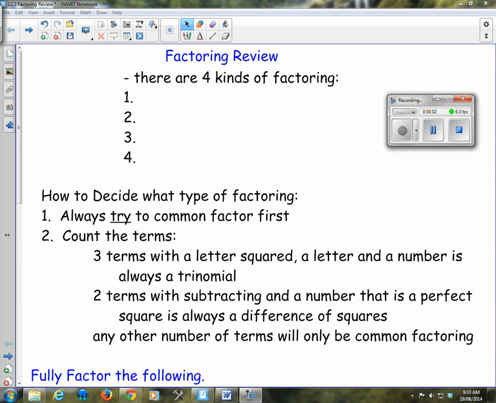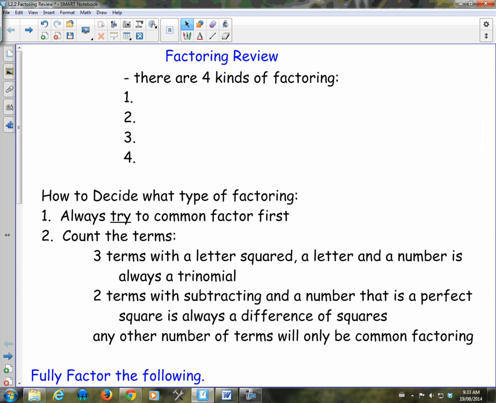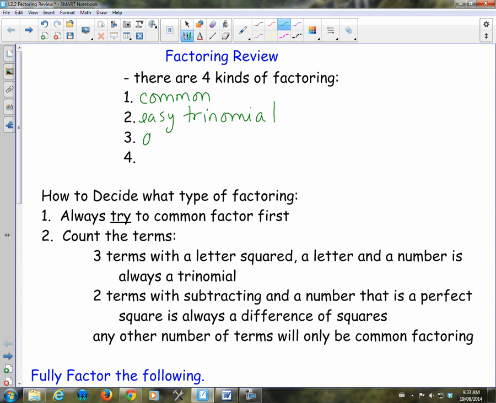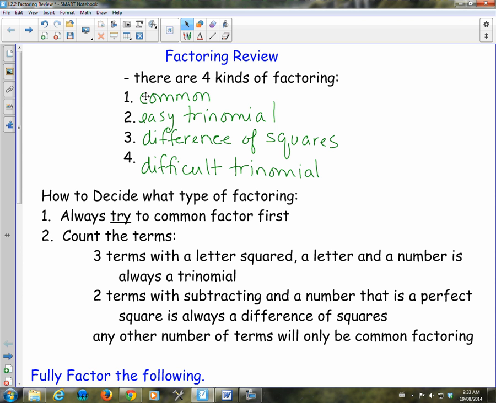So here we are. We have reached the end of all our factoring. We're going to do a bit of a factoring review. By now you should know that there are 4 kinds of factoring. There's common factoring, there's easy trinomial, there's difference of squares, and last but not least is difficult or hard trinomial. And of course, there's any combination of these. You could have a common factoring and an easy trinomial.